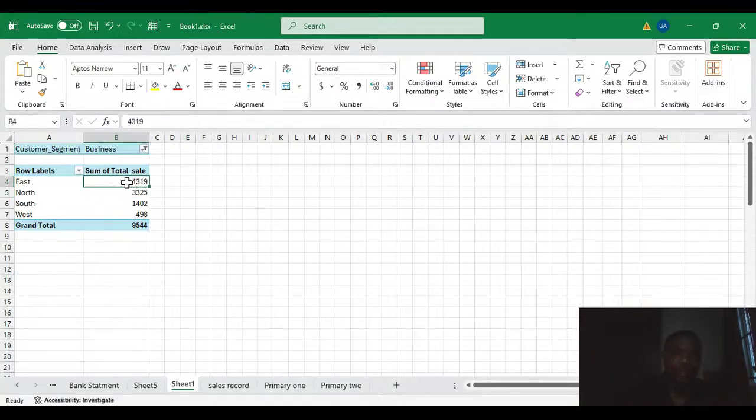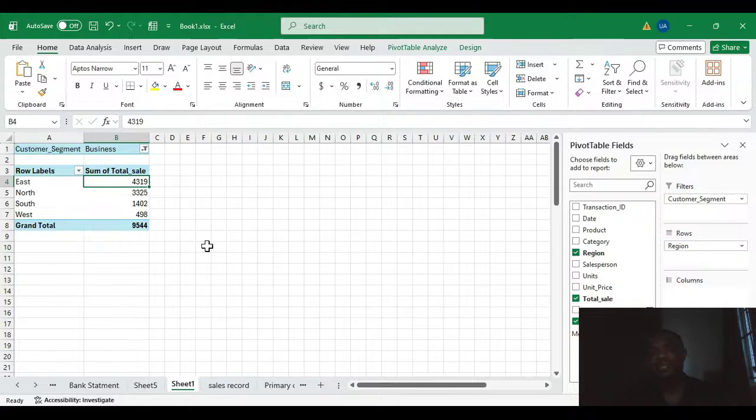Okay, in the East region, we have more businesses that actually make purchases. So you can use this filtering to actually do a lot of stuff on your data. All right, so I'm going to uncheck this.